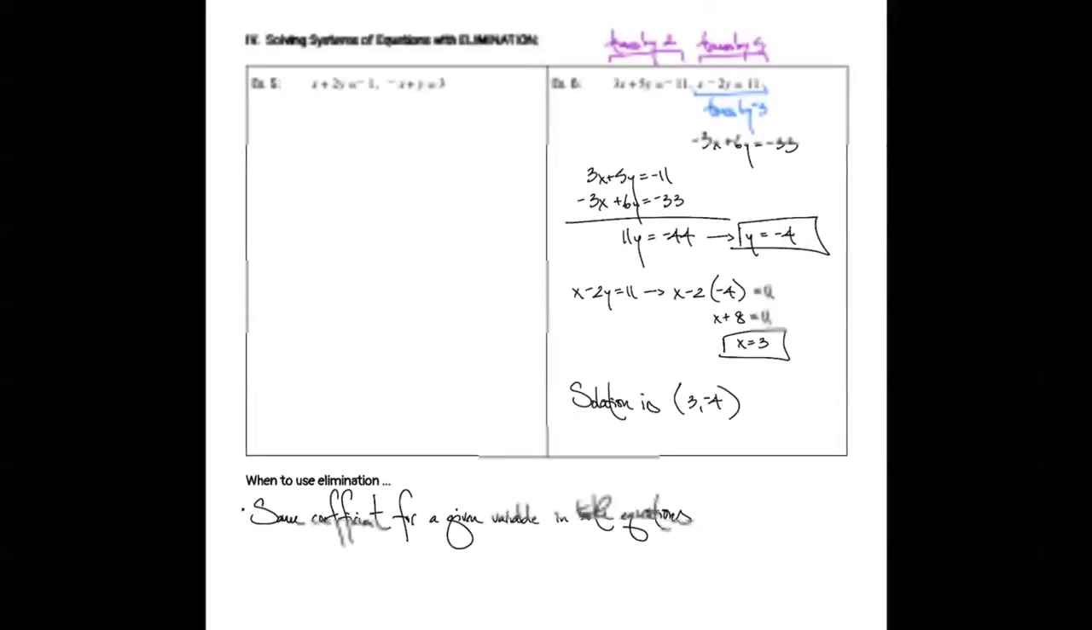Meaning, if we look at example 5, which I know we didn't do yet, we have an x and we have a negative x, right? They both have a coefficient of 1. One of them is negative, but I don't have to multiply by anything.